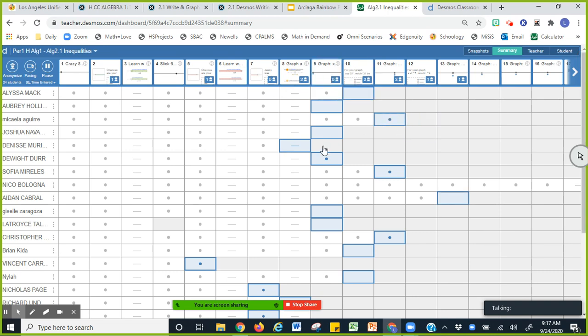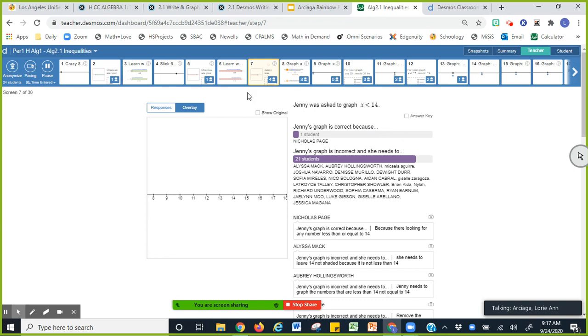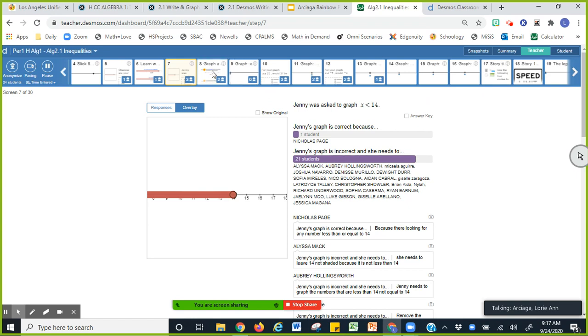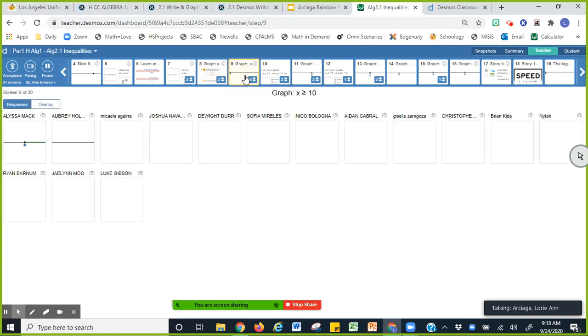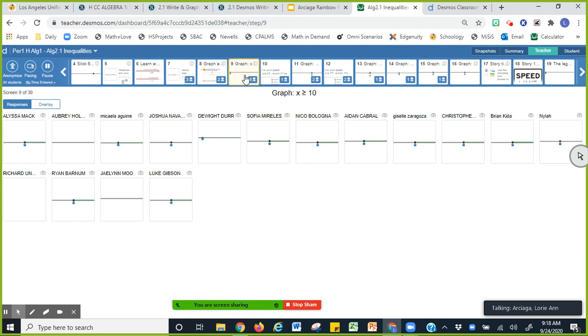Right. Now let's move on. I kind of forgot the last slide I was on. Okay. So in slide 8, it shows you how you're going to graph and shade the inequalities in the next screens that you will see. So you have to click on the first circles depending on the direction of the shade and whether or not it's an open circle or a solid circle. And the first one being x is greater than or equal to 10.